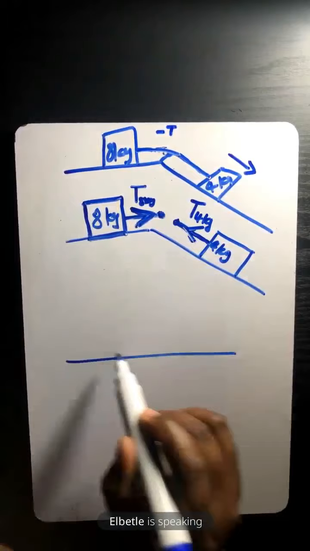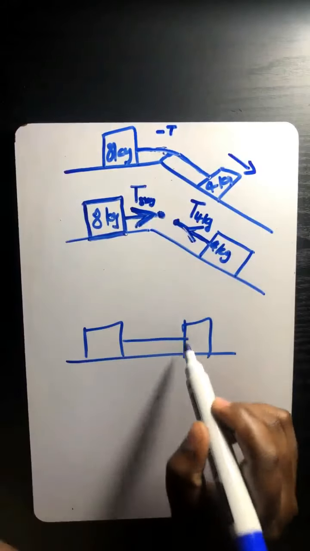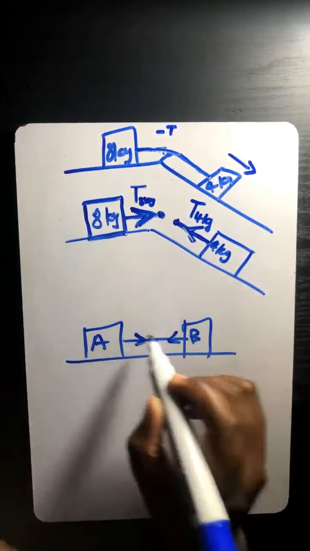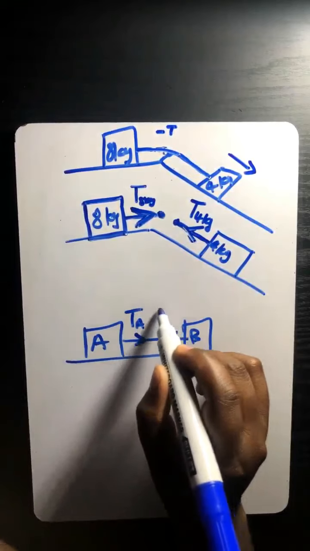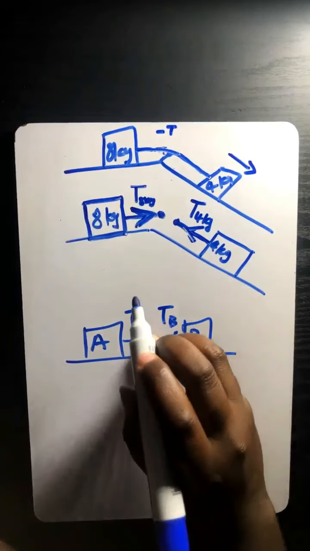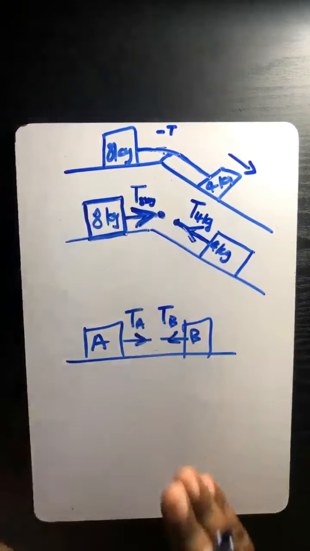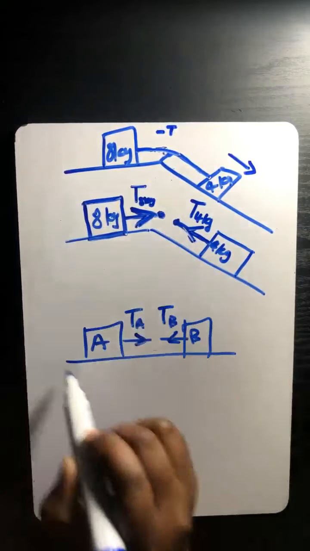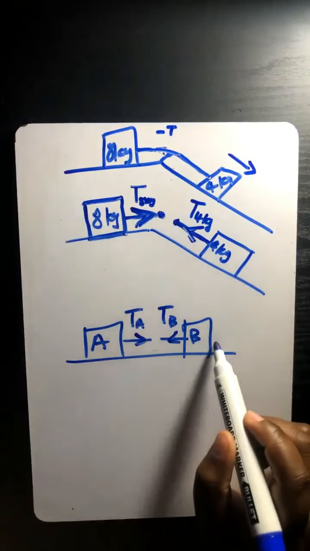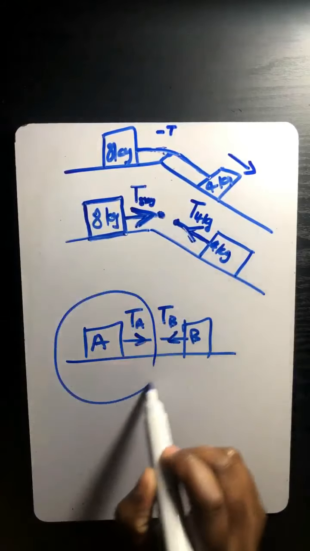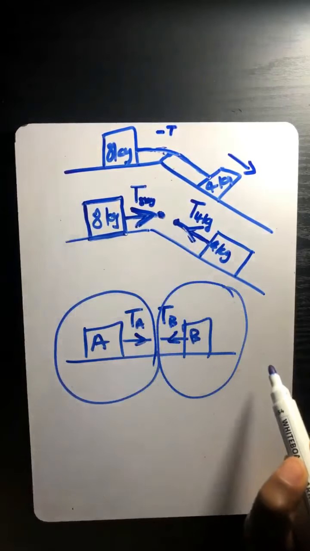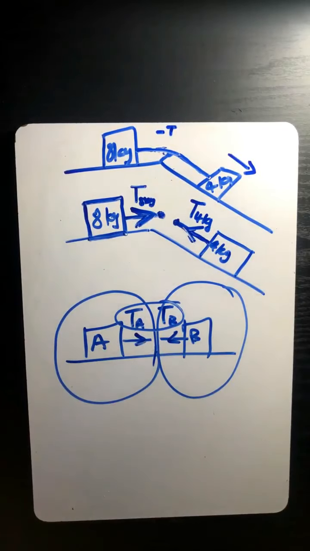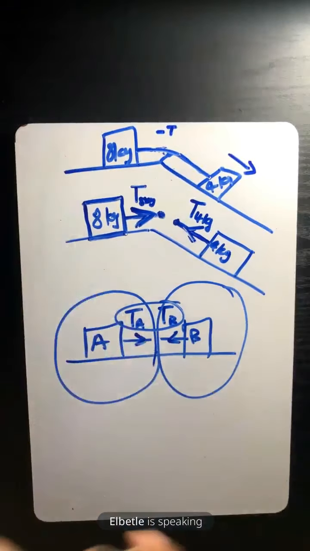So that means yes, if you have objects like that and in between there's a tension, this is A, this is B, that means tension for object A is actually the same as tension for object B when you separate them and look at them individually. So it's more like these two guys committed a crime together. But when they go to court, this one is going to face his own charges. This one is also going to face his own charges, but they committed the same crime. Does it make sense? Yes, sir. Okay, 100%.